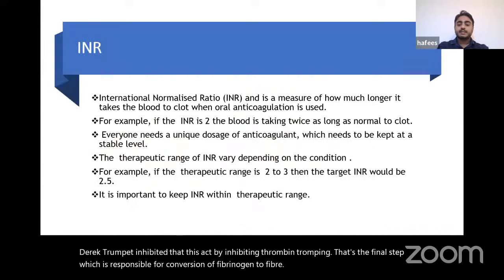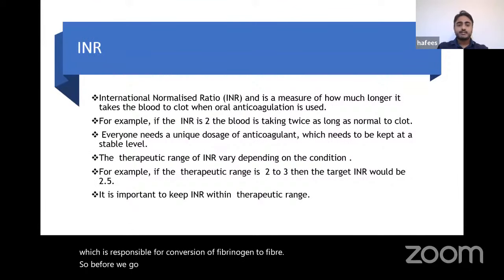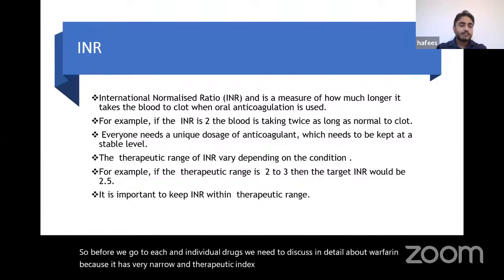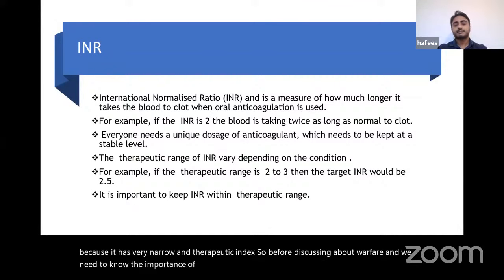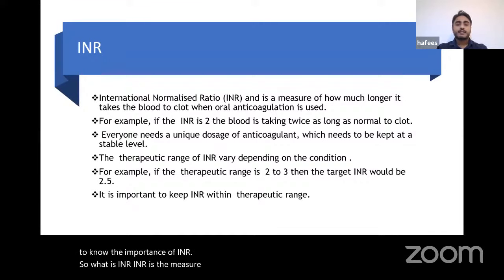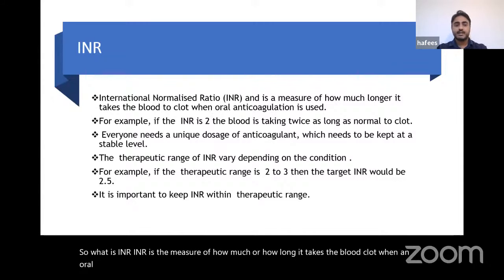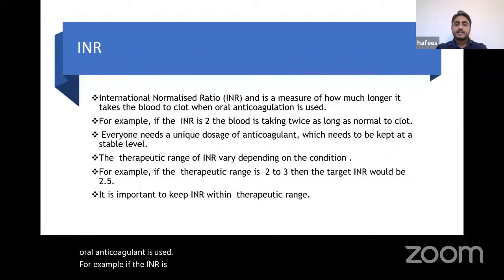So before we go to each individual drug, we need to discuss in detail about warfarin, because it has a very narrow therapeutic index. Before discussing warfarin, we need to know the importance of INR. So what is INR? INR is the measure of how long it takes the blood to clot when an oral anticoagulant is used. For example, if the INR is 2, the blood is taking twice as long as normal to clot.